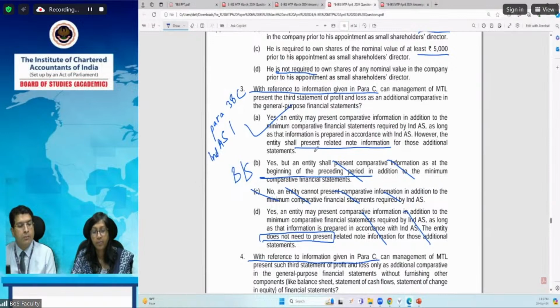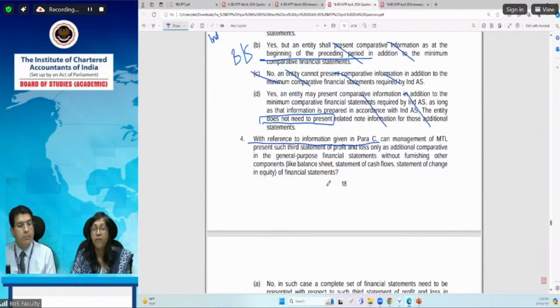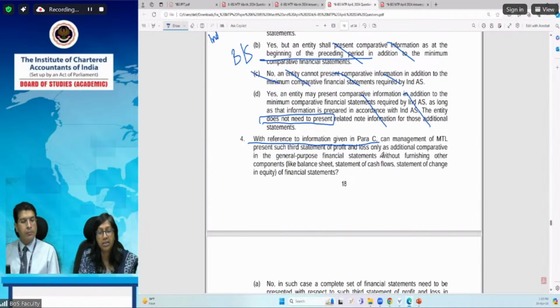Now let's move on to MCQ 4. With reference to information given in para C, can management of MTL present such third statement of profit and loss only as an additional comparative in the general purpose financial statements without furnishing other components like balance sheet, statement of cash flow, statement of change in equity, and notes to financial statements?